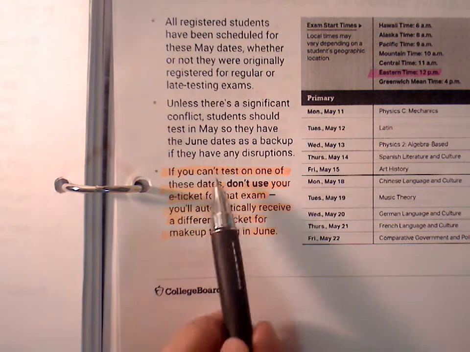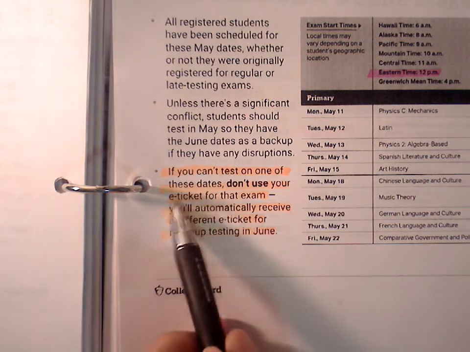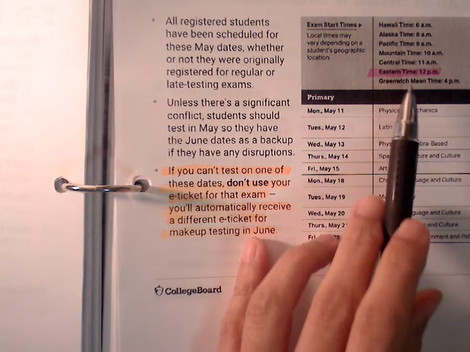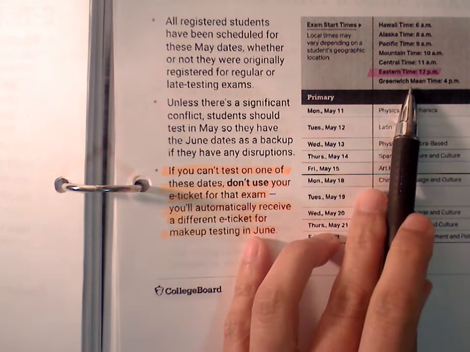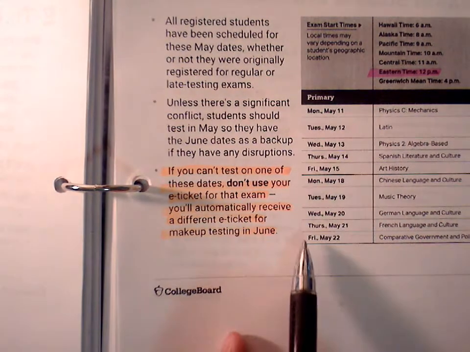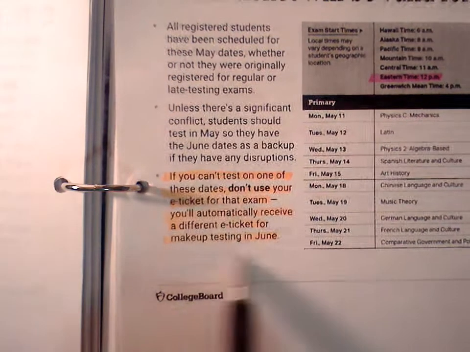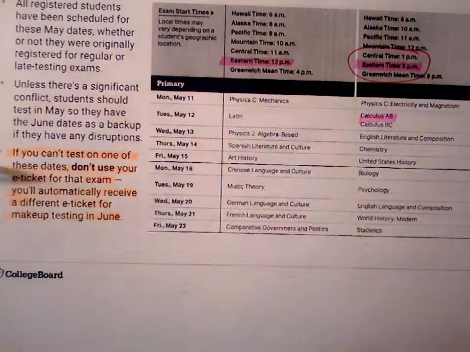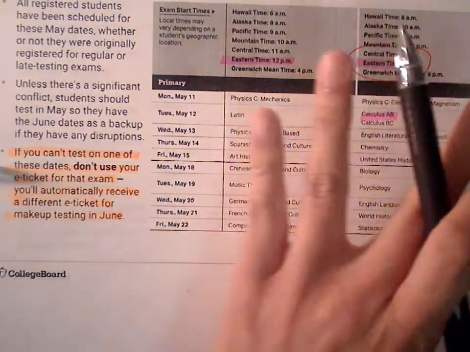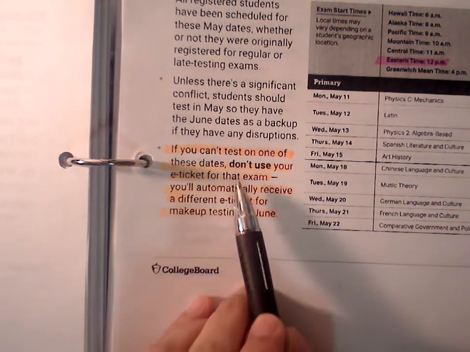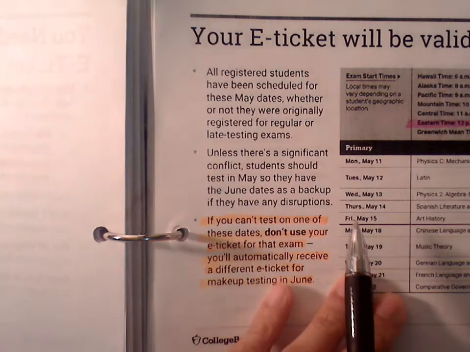However, if you did go into that e-ticket and you did start the exam, and halfway through you get sick and you realize that you want to do the makeup exam, then you have to go through a process, and I'll go through that in a second. But if you don't even log in for any of these exams in May, you don't have to do anything, because they will automatically send you the June ticket if you do not use the May ticket. Okay.